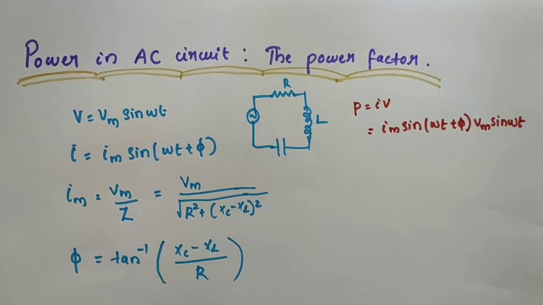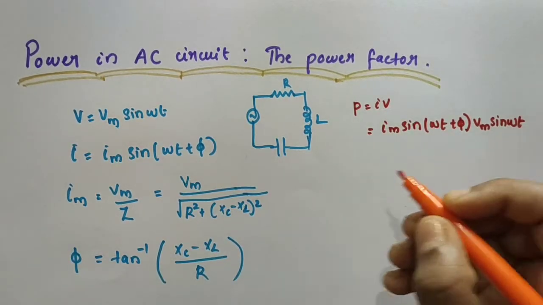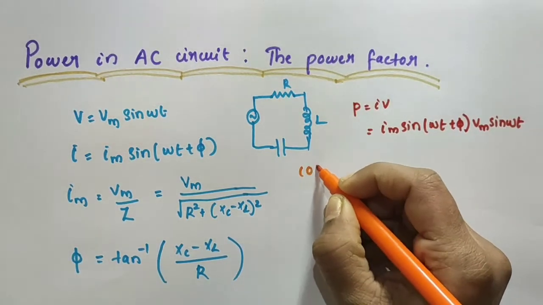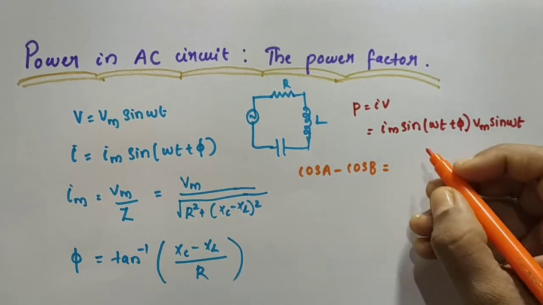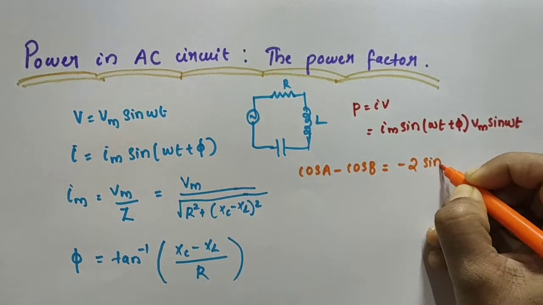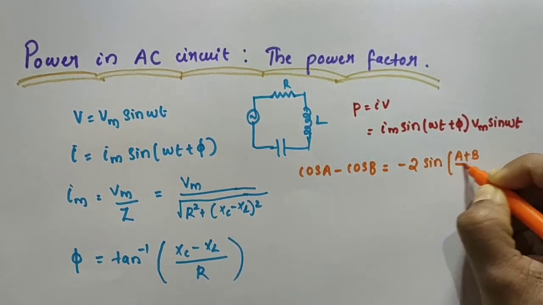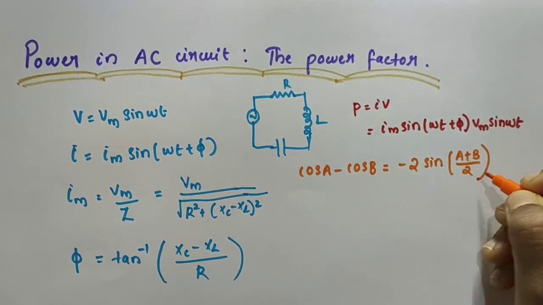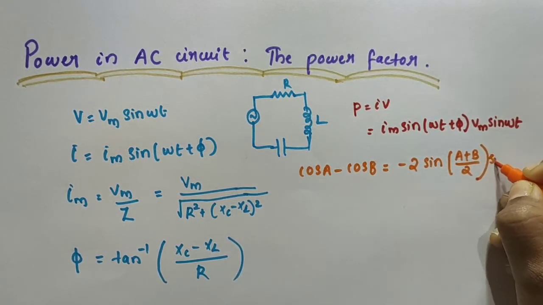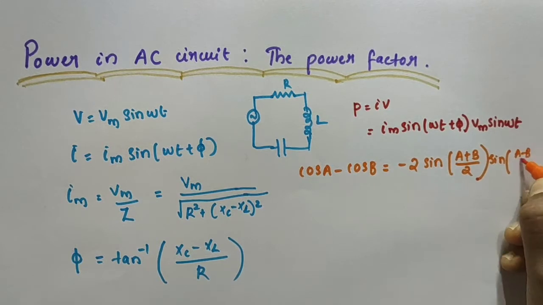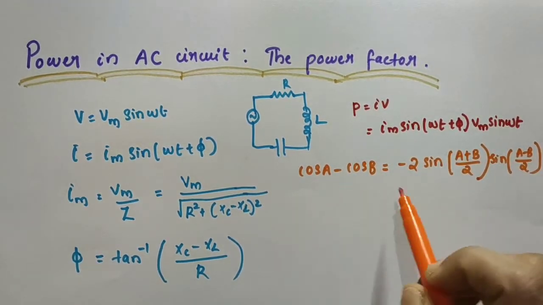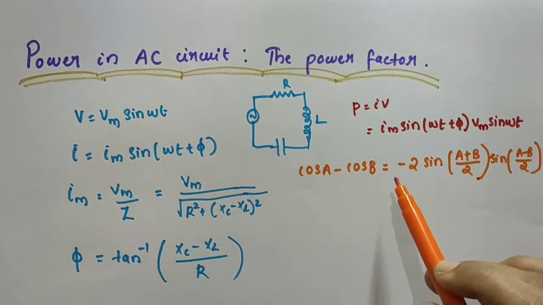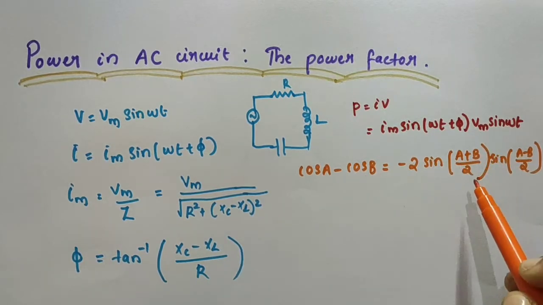Now we have one such formula, a trigonometry formula. Cos A minus cos B equal to what? Minus 2 sin of A plus B by 2 into sin of A minus B divided by 2. Now you see we have this trigonometry formula: cos A minus cos B is equal to minus 2 sin of A plus B by 2 sin of A minus B by 2.